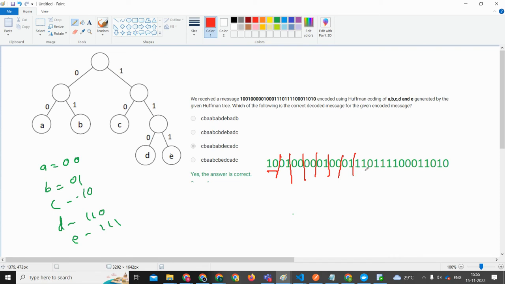So do we have double one? No, but 1 1 0 is there, right? We have 1 1 0, and then we have triple one, right? And then what do we have here? 1 0 is there. We have double zero, right? So 1 1 0, and then 1 0, right? So the decoded message is C B A A B A.